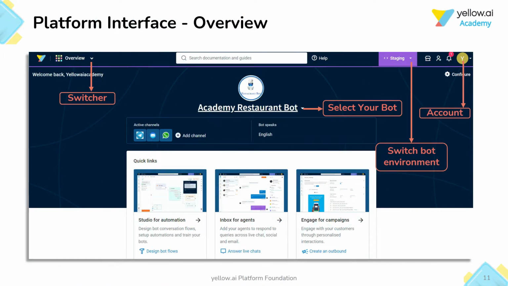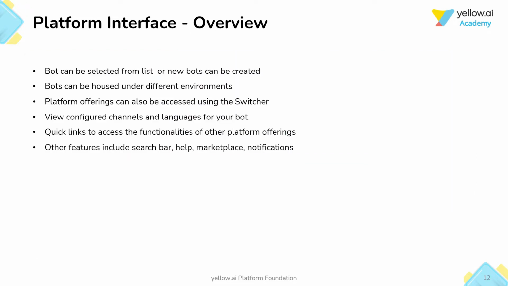Upon successfully signing into the platform, you'll be greeted with the overview page where you'll be able to access any of the bots that you have created in your account. Apart from this, there's also a switcher module which lets you access all the platform specific offerings. Upon selecting a bot, you can also select the environment to access your bot. You can also view the configured channels and languages for your bot in the overview section.